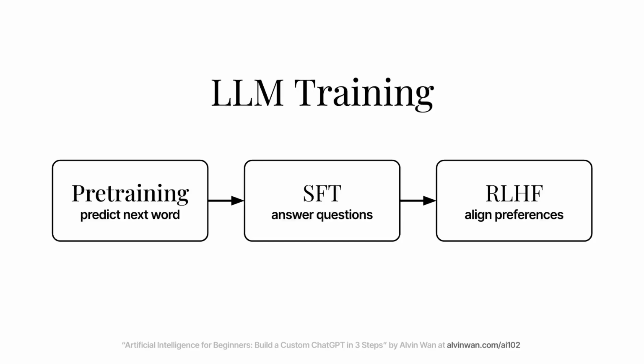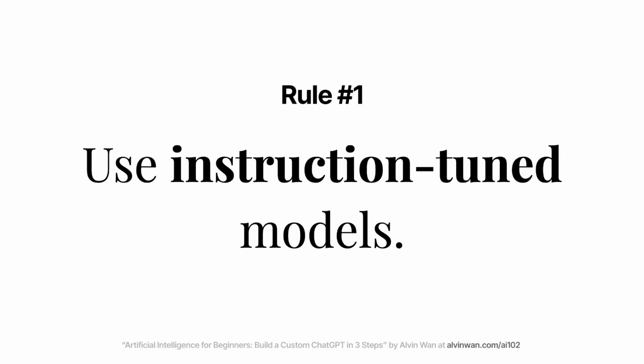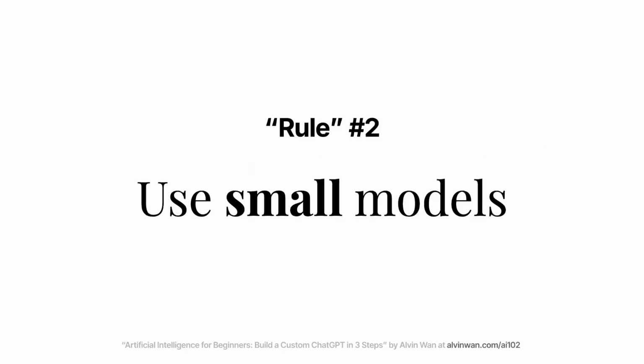Technically speaking, only the second step is called instruction tuning, but practically speaking, instruction-tuned open source models have gone through both SFT and RLHF. In any case, you don't want a model that's only gone through pre-training, because those models auto-complete questions, not answer questions. So in summary, rule number 1, use instruction-tuned models. For rule number 2, use small models. This is obviously not a hard and fast rule, but I strongly recommend it.